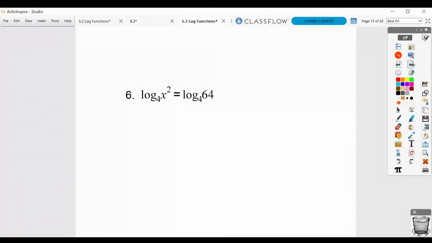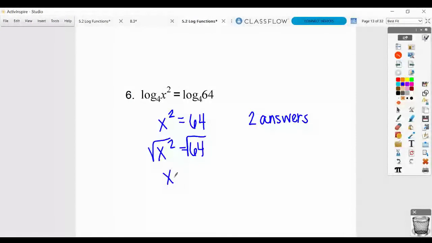Okay, and then here's another one. Log base 4 of x squared equals log base 4 of 64. Your bases are the same. So you can set the numbers equal to each other. So x squared equals 64. Remember, if you have an x squared, that means you have to have two answers. So you would take the square root and you would end up getting 8. But remember, you can also have -8. So there would be your two answers.